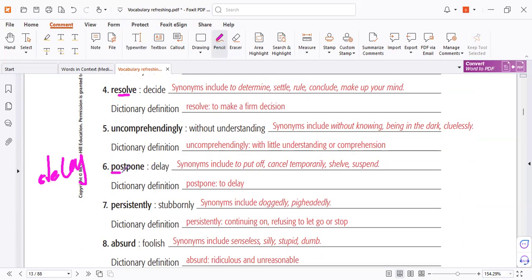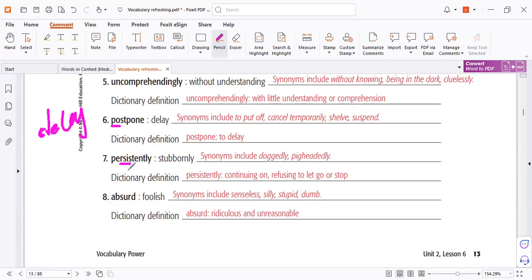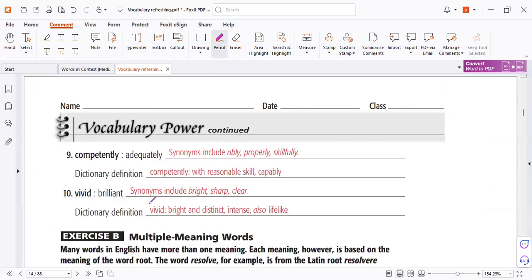Postponement. Here, persist. It's a common word that means يصر in Arabic, to persist to do something, مصر على فعل حاجة. Here, absurd. It's similar to the word stupid. Yes, foolish.